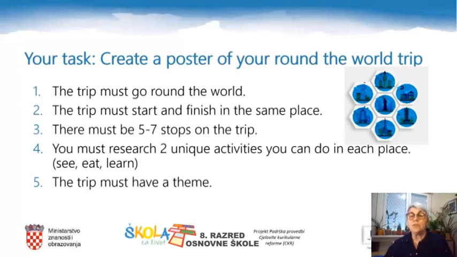And for each of the places that you choose as a stop on your journey, you must do some research and find at least 2 unique activities. Remember, things you can see there, food you can eat, activities you can learn. And then your trip must have the same theme, something you are interested in, like your hobby, like any activity that you like doing. And that can be the theme for your trip around the world.